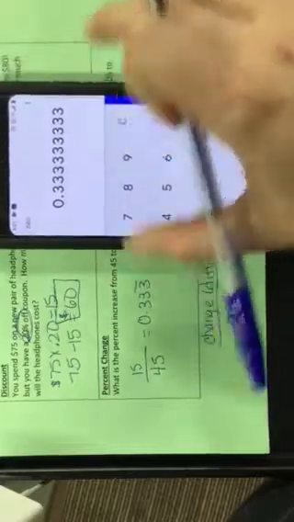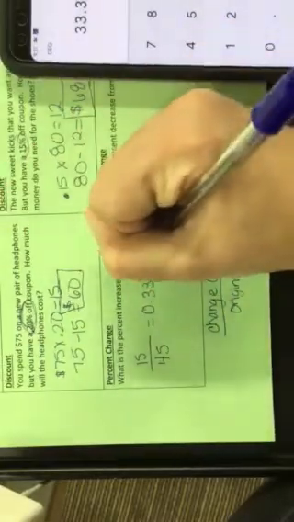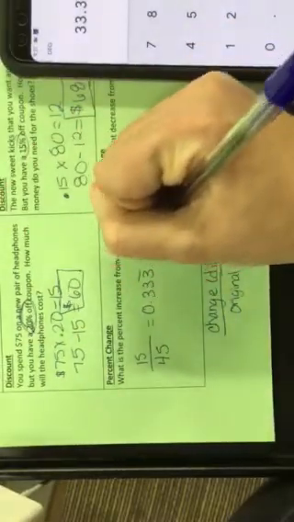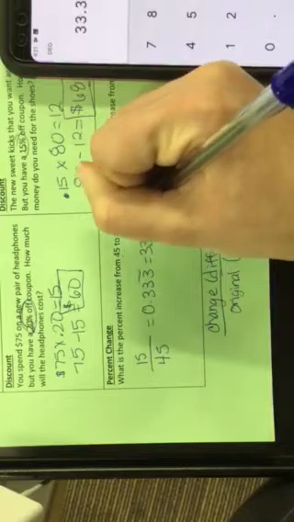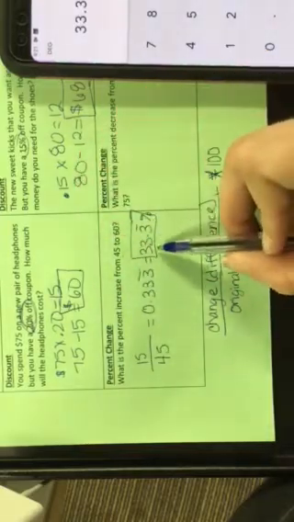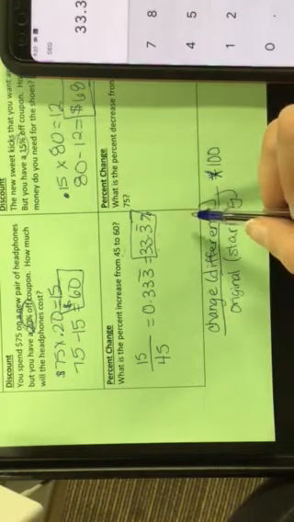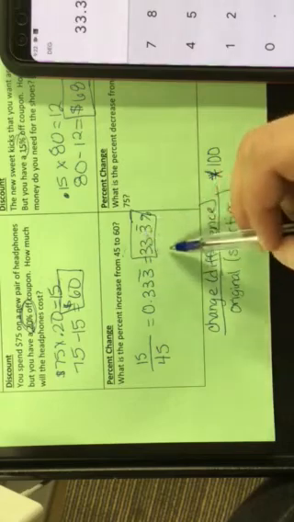Okay, don't let that confuse you. It's just a repeating decimal. Multiply that number by 100. So I'm going to get 33.3%. Okay, guys, this could be 33%, it could be 33.3, it could be 33.333. It does not matter. All you have to do is look at the multiple choice that you have and make sure that you're matching.